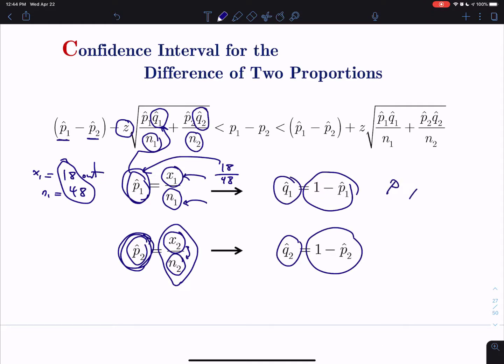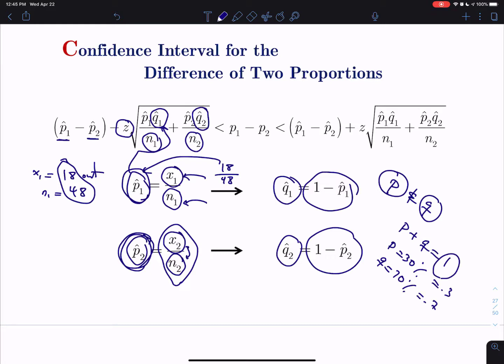Because remember, P and Q, as I always said to you, in any context, in any module in statistics, are always complementary. Meaning P plus Q is always 1. So if P is like 30%, Q will be 70%. And since we're dealing with decimals, if P is 0.3, Q is 0.7. They always add to 1. So they're called complements of each other. So if you have P's, you then definitely can get the Q's. And then you have the N's as well, and that's it.